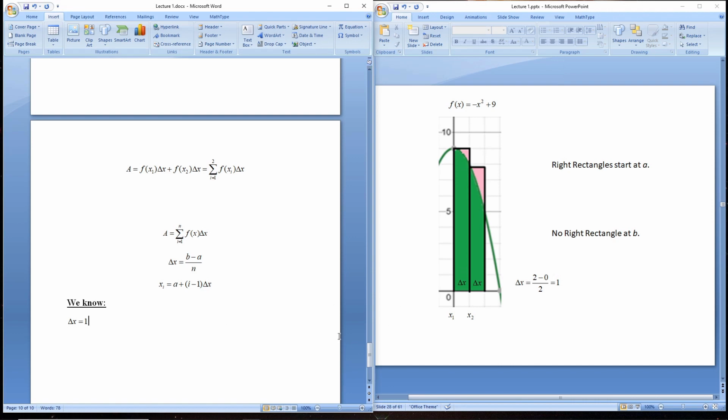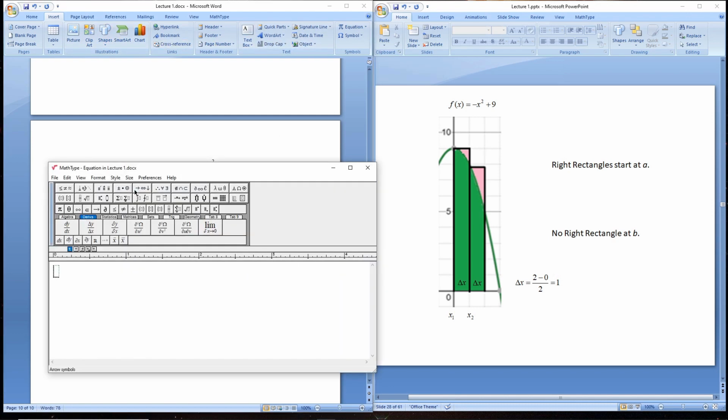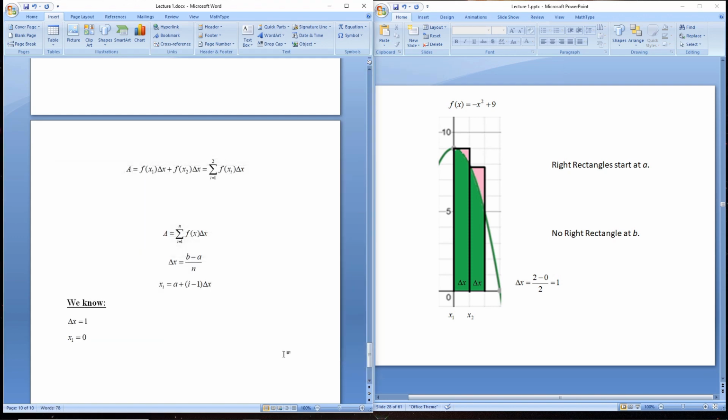And what else do we know? Well, we know x sub 1 starts at a. And we know a is 0 for this problem. So that means then x sub 1 is 0. And now that we have x sub 1 and delta x, we can then figure out what x sub 2 is. So we can use our formula right here. When i is 2, 2 minus 1 is 1. So we'd have a plus delta x, and a is 0.